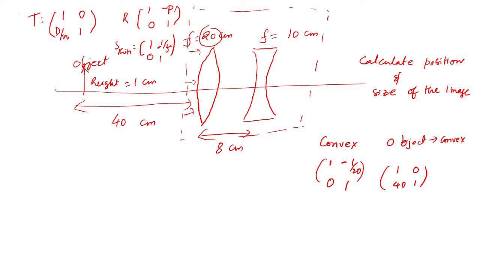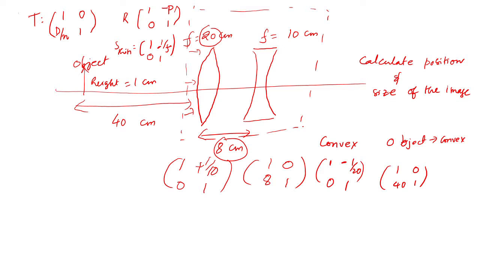And then you have again a translation of 8 centimeters. So you have 1, 0, 8, 1, right? And then you have the concave lens. So that's going to be negative of negative, so you're going to get positive, right? So you're going to get negative of negative, that is positive 1 plus 1/10, 0, 1. So that's the whole system matrix.